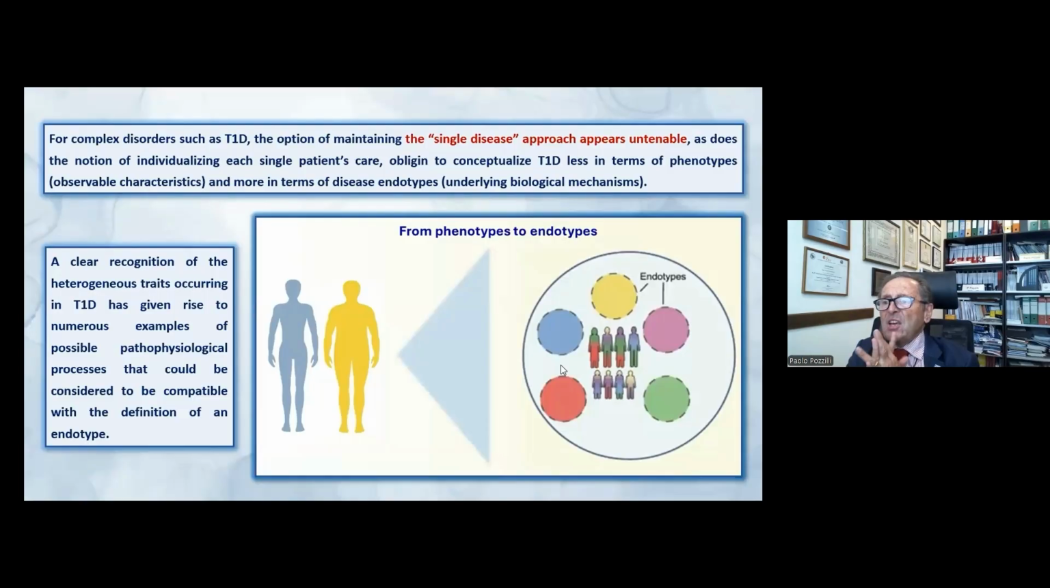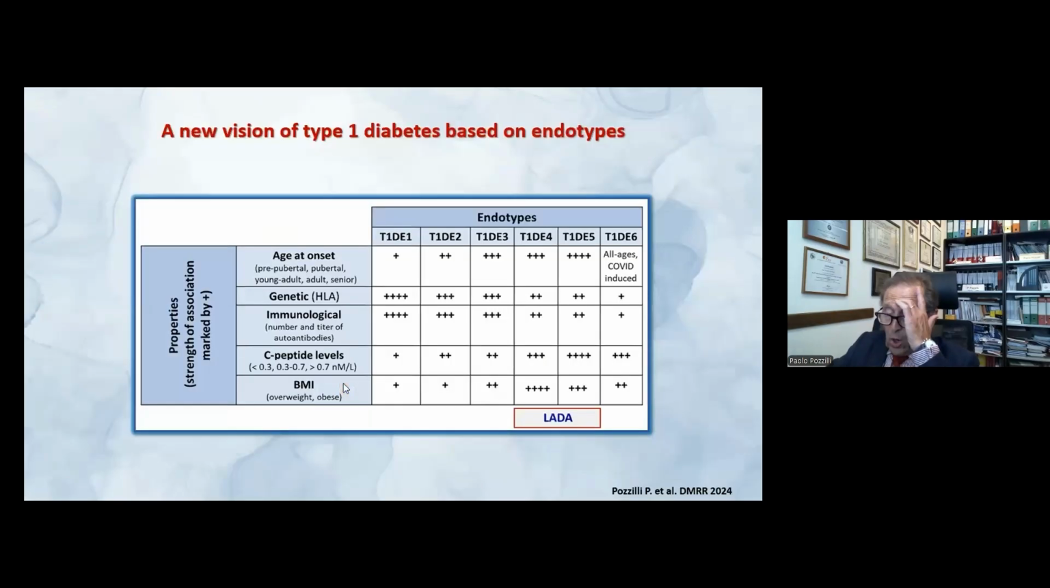Now, why is the single disease approach untenable? The reason is that we have different phenotypes of type 1 diabetes, from phenotypes to endotypes. This is a new concept that says that the mechanism leading to type 1 diabetes in the young and lean person and the type 1 diabetes developed in the adult that is overweight or obese may vary. And accordingly, if we want to intervene in this patient to prevent the disease or to treat the disease, we have different approaches. And I think this is an important new concept. And this is what we published last year about the new vision of type 1 diabetes based on endotypes.